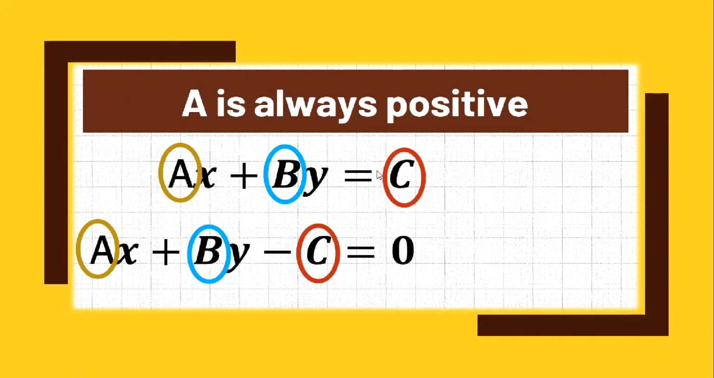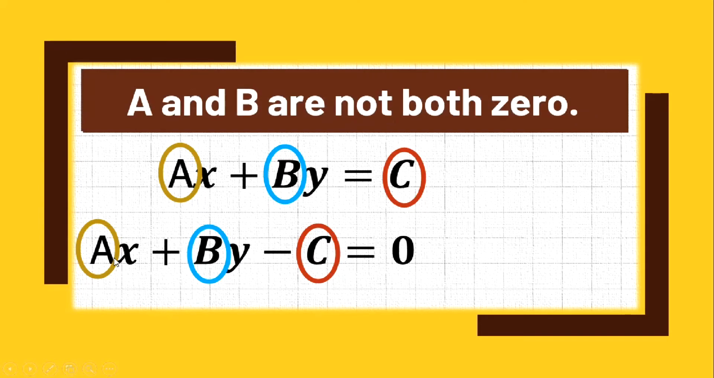And a is always positive. So a is the numerical coefficient of our leading term. So dapat laging positive yung value ng a natin. And a and b are not both 0. So ibig sabihin at least one lang kay a and b ang pwedeng mag-0. Hindi pwedeng parehas sila.